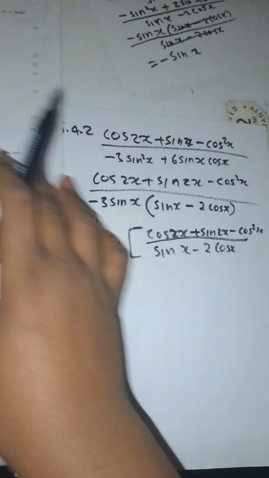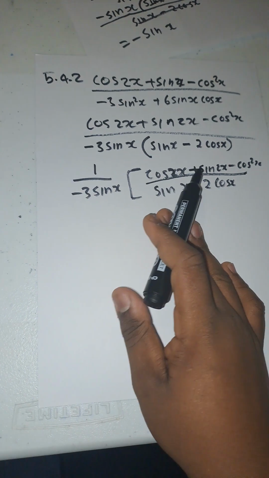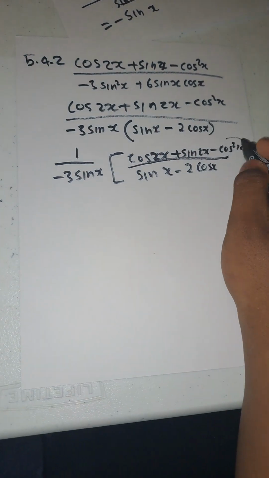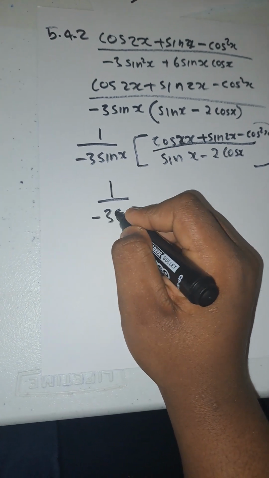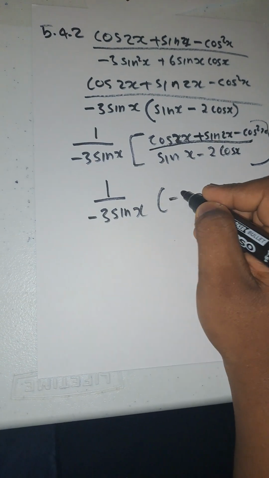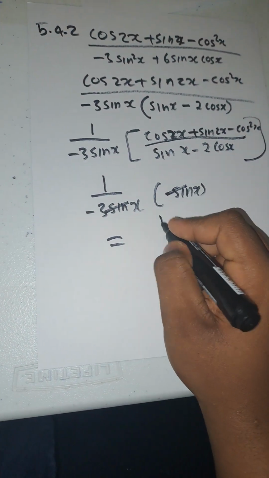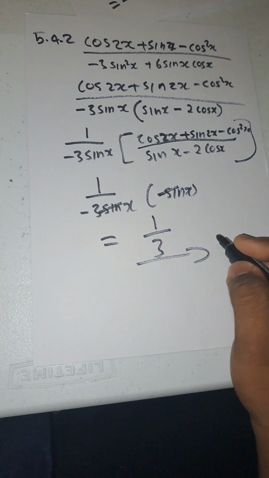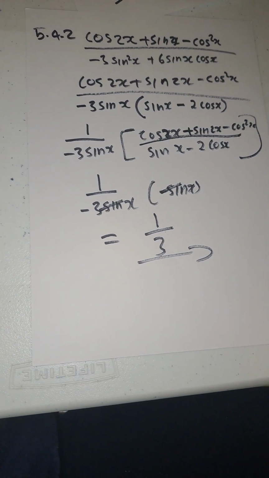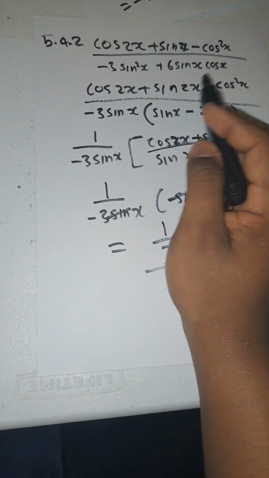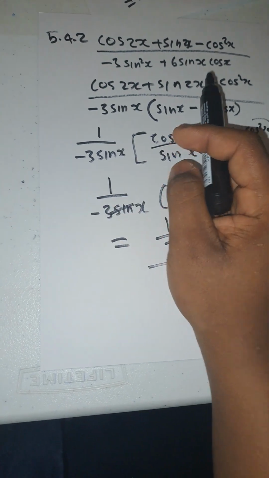So what am I going to do? I'm simply going to write minus sin x, representing this whole thing. So it's going to be 1 over minus 3 sin x times negative sin x. This one will cancel with that one. Then my answer is 1 over 3. This is your answer. You see, that's how you do it. You just have to be careful there. If you see your numerator being the same as the numerator in the previous question, don't remove this one. They know why they did that.